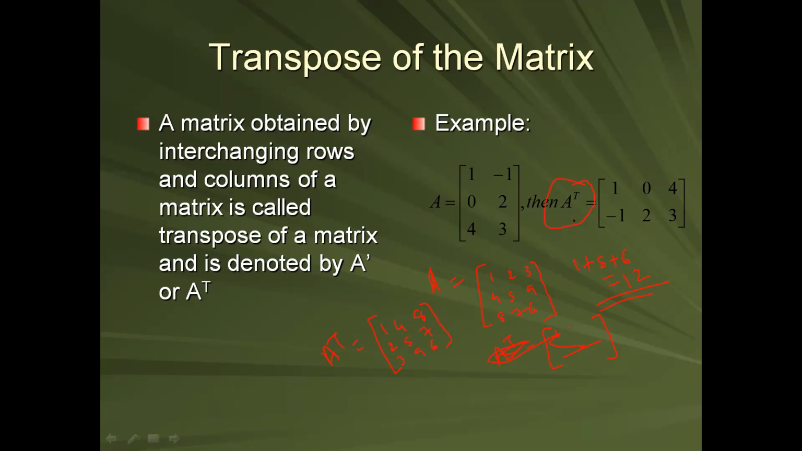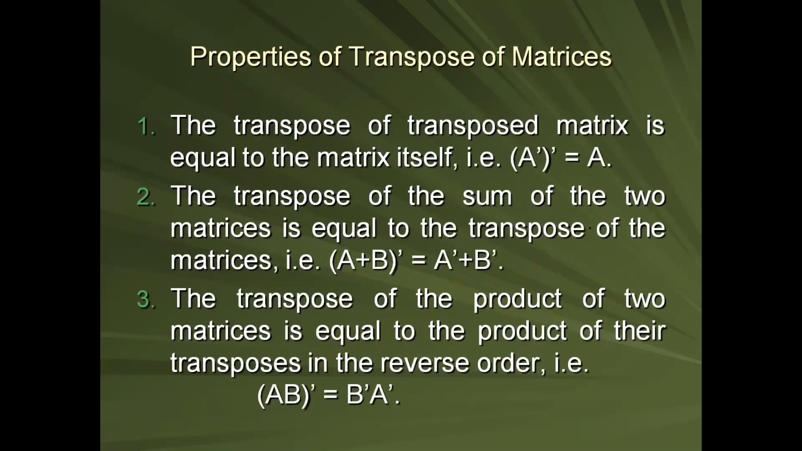If your matrix is B, then it is B transpose. Another symbol for transpose is dash. A dash, A transpose, both are the same. Now there are certain properties. Go through this and let me know if you have any query.